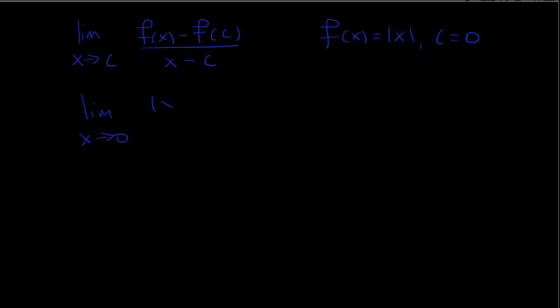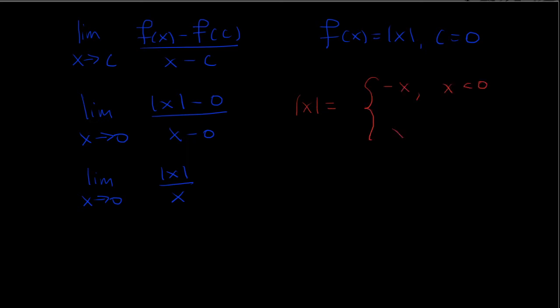f of x is the absolute value of x, and f of 0 will just be 0, over x minus 0. This is the same thing as the absolute value of x over x. Absolute values are a little tricky when you're taking limits, so you want to be looking at the left-hand and the right-hand limit, because the absolute value of x is defined as negative x when x is less than 0, and x if x is greater than or equal to 0.